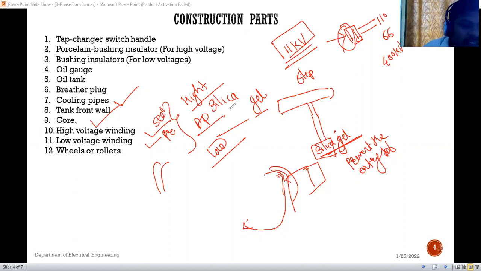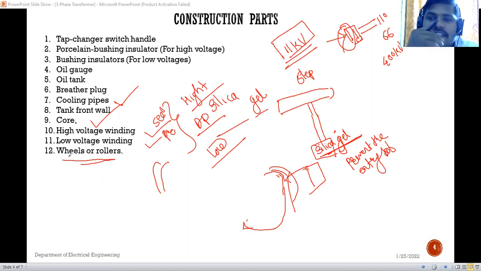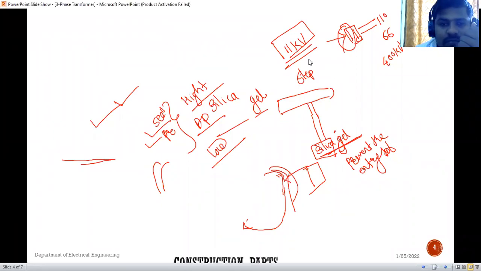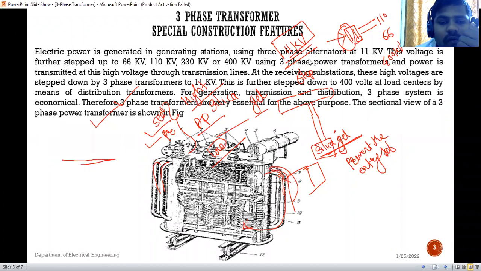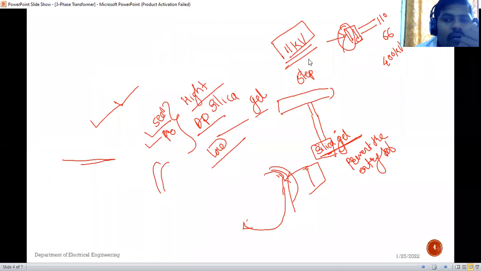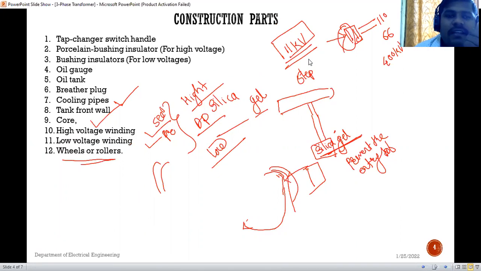And the last construction part of these types of transformer is nothing but wheels or rollers. What is the function of wheels or rollers? काय function आहे? हा, कुठं असतात व्हील्स आणि रोलर्स? कुठं असतात? Can anyone tell? कुठे यूज करावे लागतील?